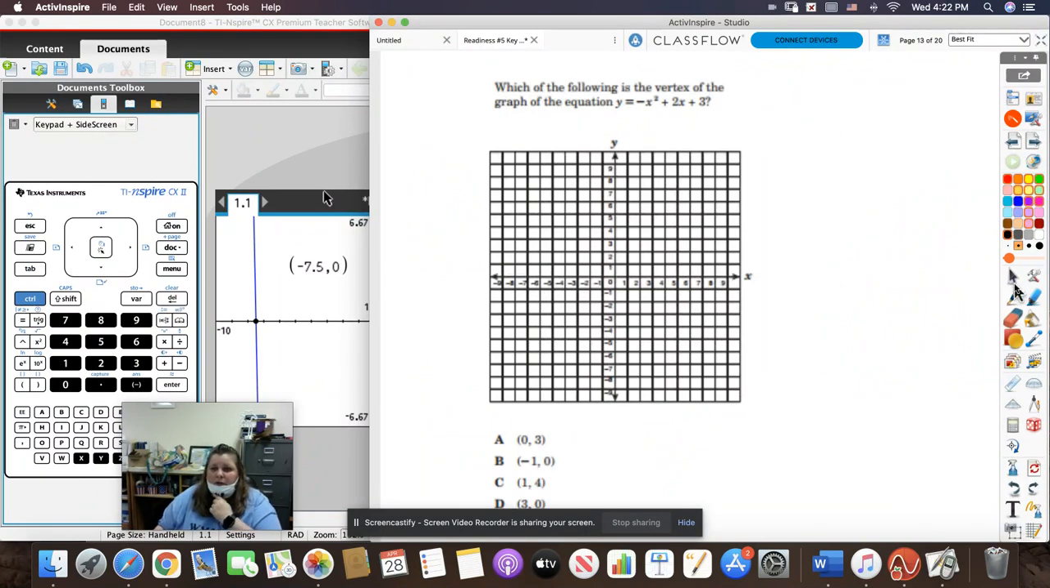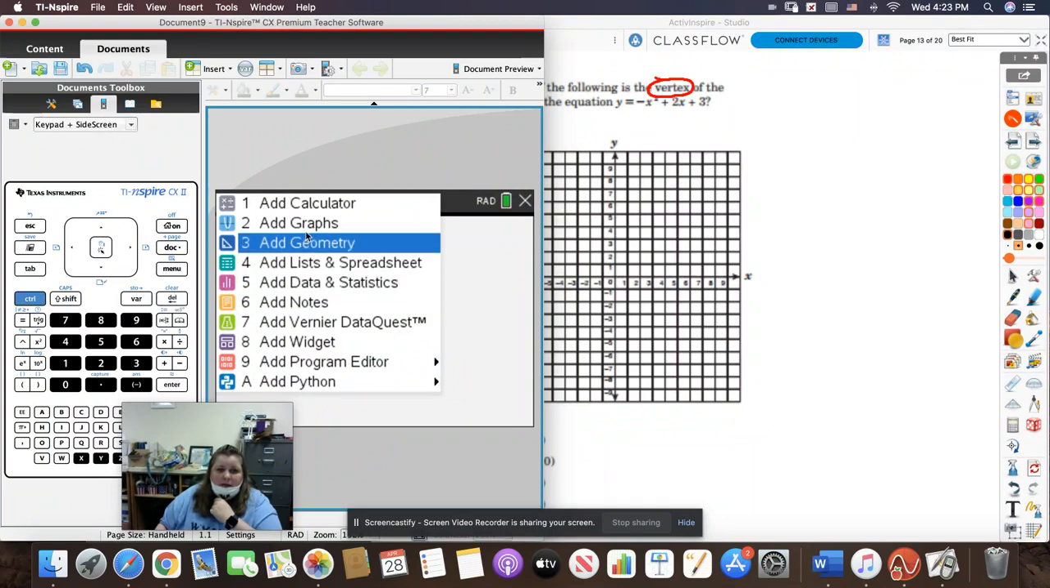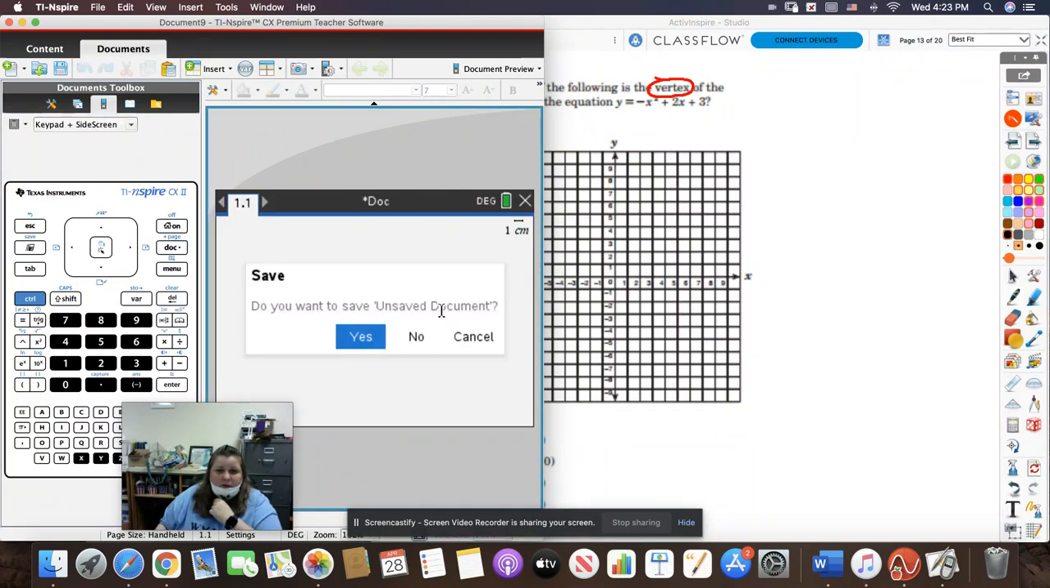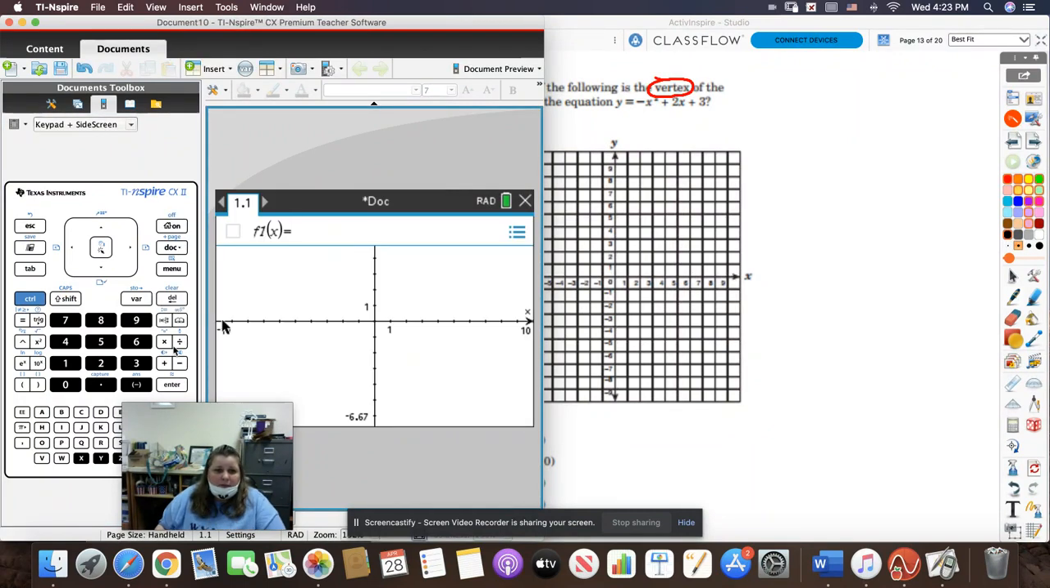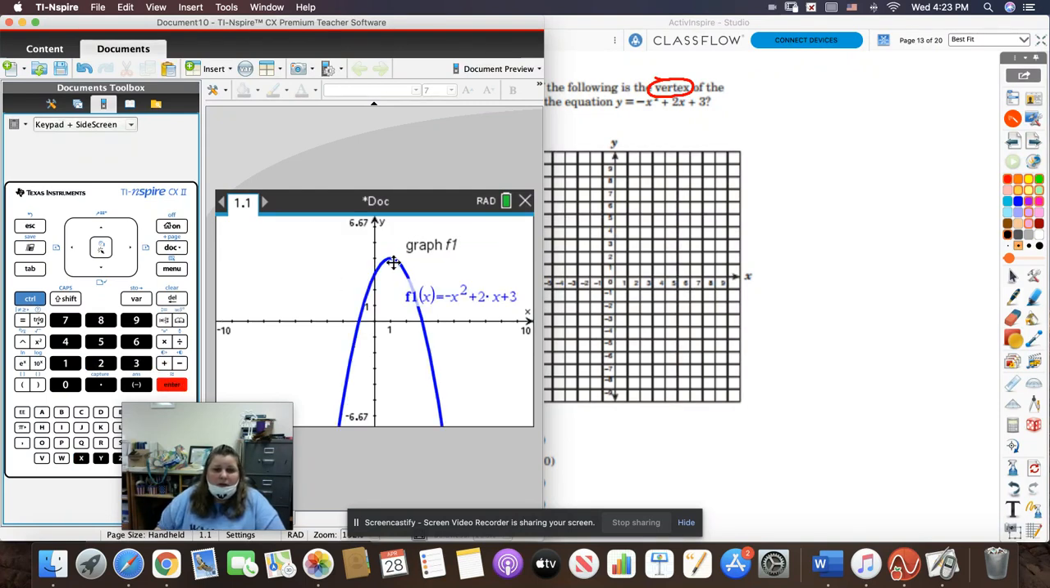Okay, here's another question. Which of the following is, this time they said, vertex of the graph? So home, new document, save changes, no. Add a graph, whoops, that was that geometry. Add the graph, -x squared plus 2x plus 3, enter. So it wants to know this very top point.